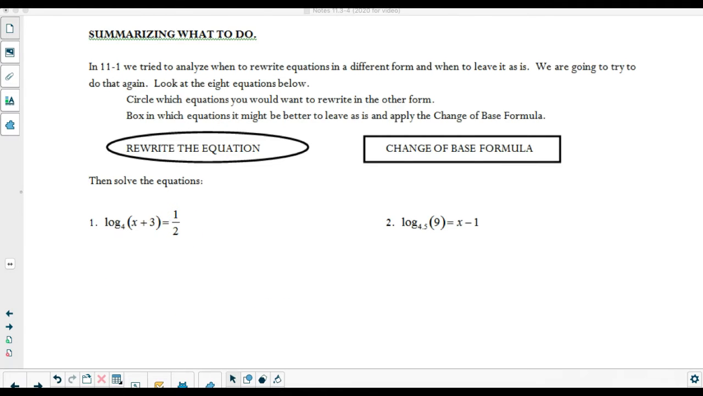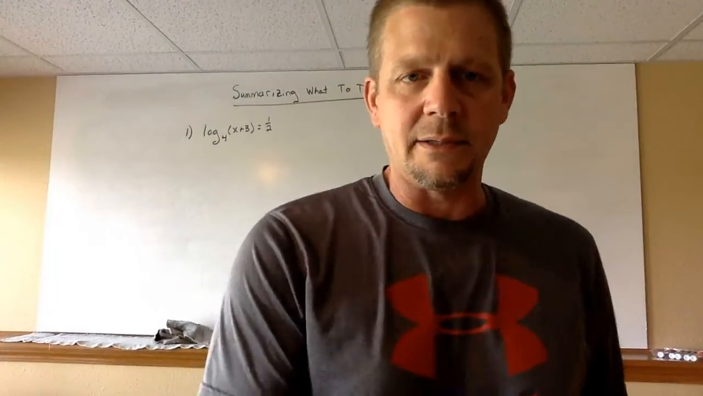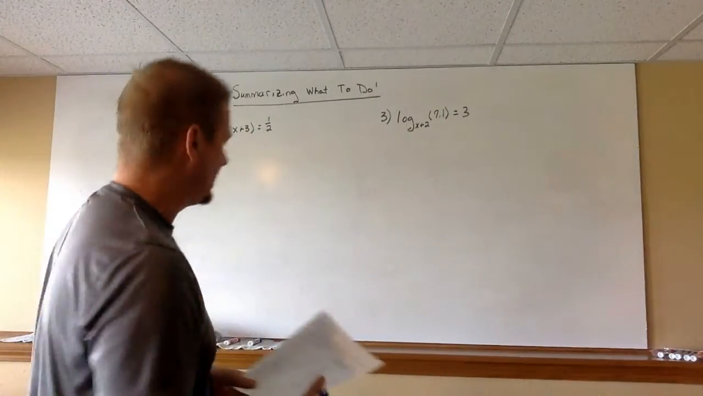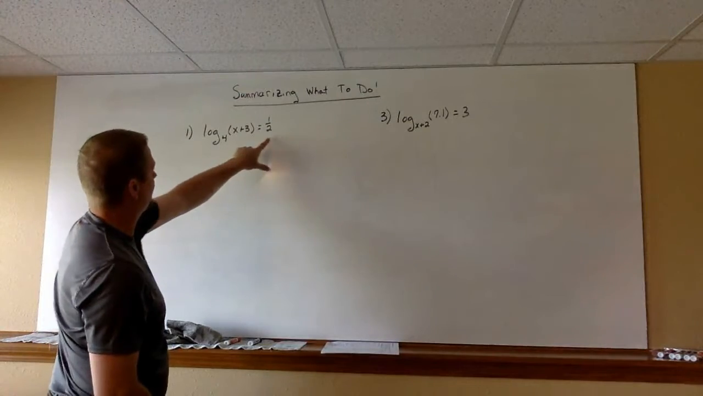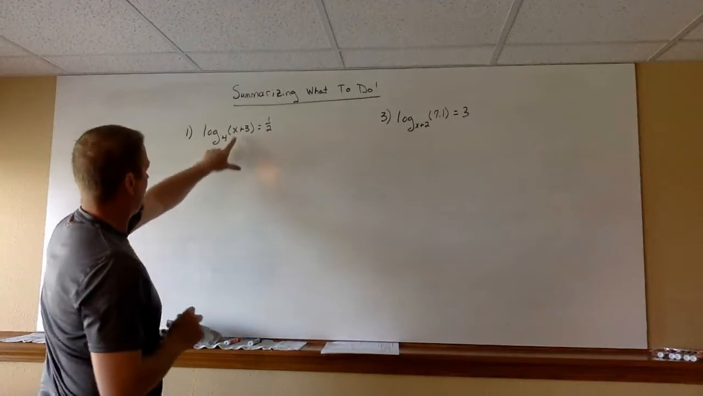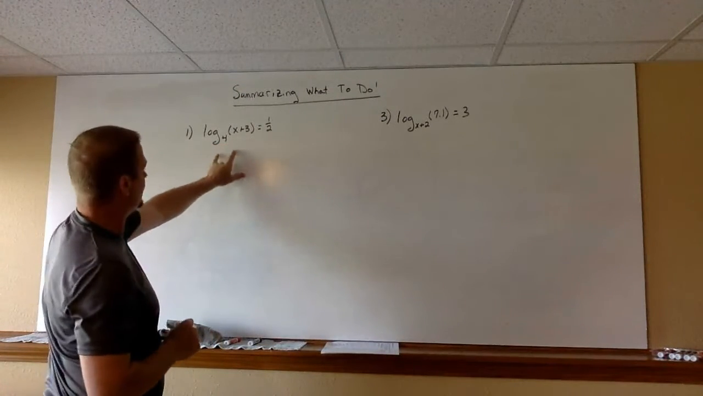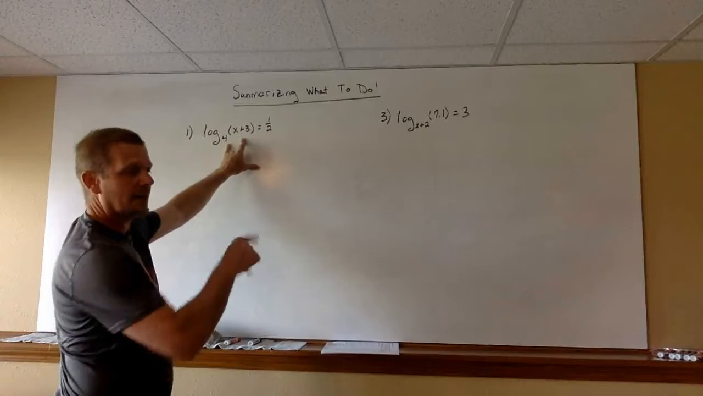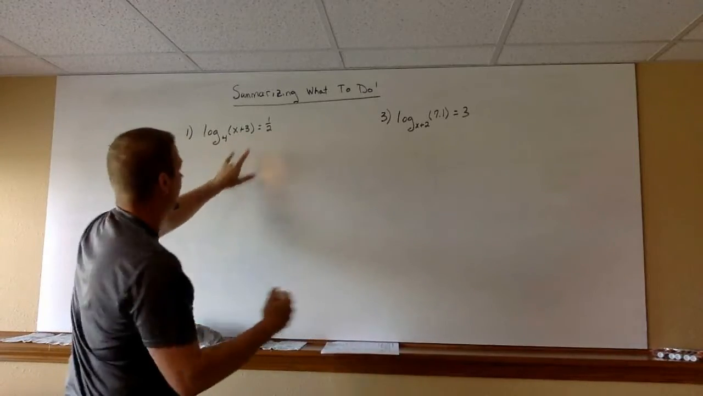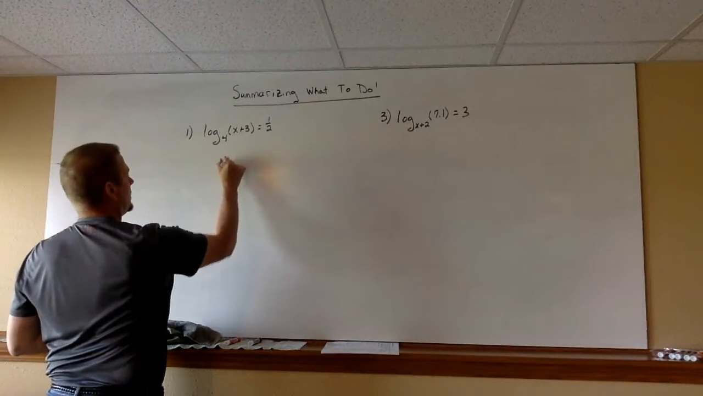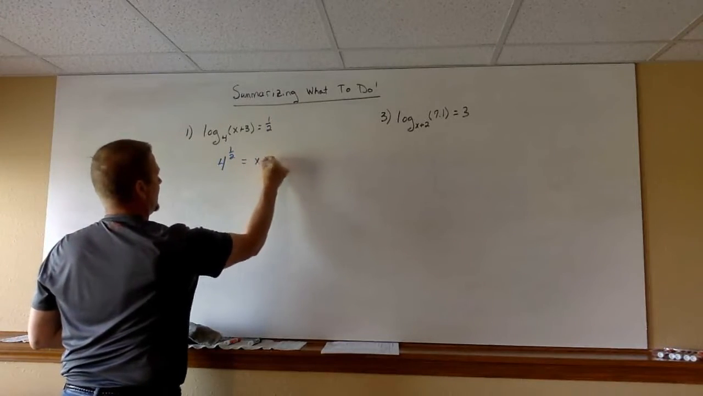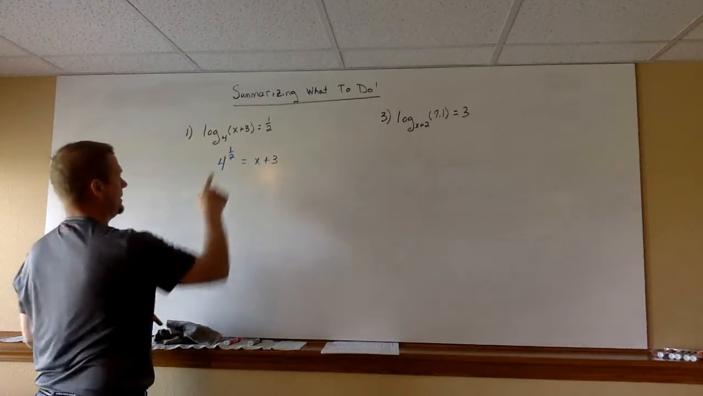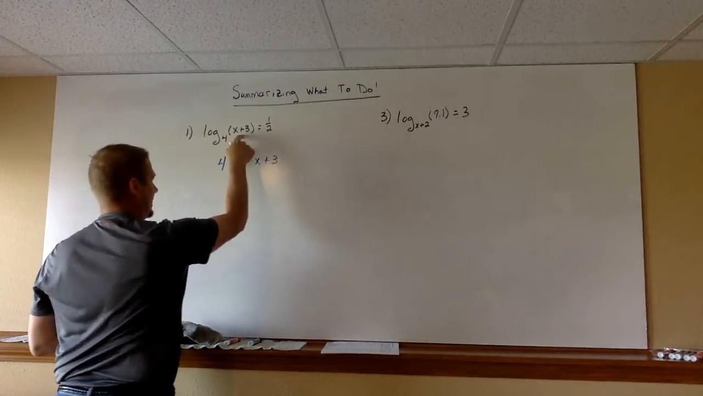They all go a little bit, they're all done a little bit differently, but notice here I have a log. The log is by itself, it equals a half, okay? And I have a variable inside my log. So anytime I got a variable in my log, I want to change form into an exponential. So I'm going to say this is 4 to the 1/2 equals x plus 3. Okay, my base to the exponent equals the inside.